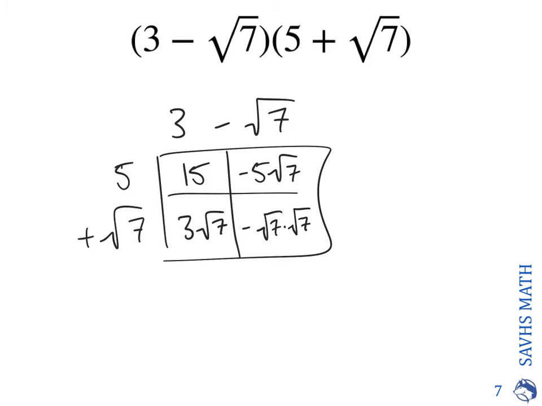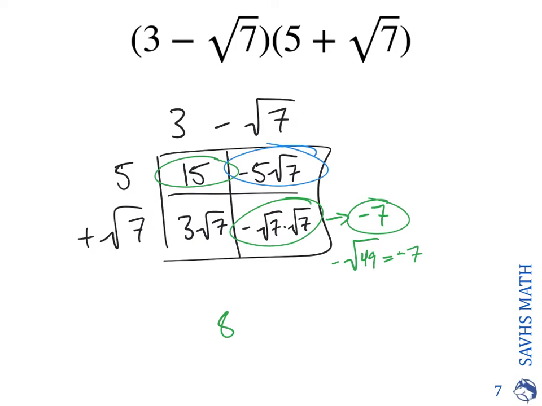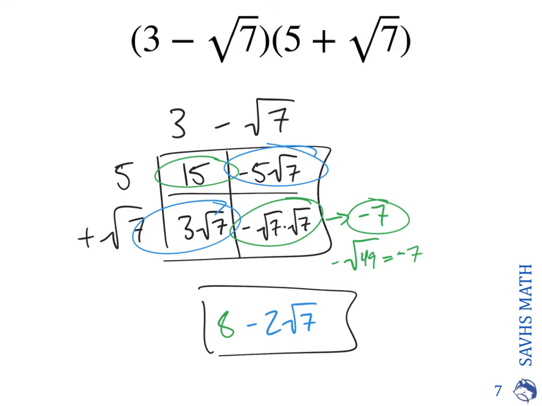Well, this is negative 7 because the square root of 7 times the square root of 7 is the same as the square root of 49, negative square root of 49, and the square root of 49 is 7, so we get negative 7. That's how I got that. Okay, let's see, like terms with that. So I have negative 7 and 15. That gives me 8. And then these two add together, and they give me -2 square roots of 7. The square root of 7 is not a rational number. It doesn't give me a nice answer, and so I can leave it like this.